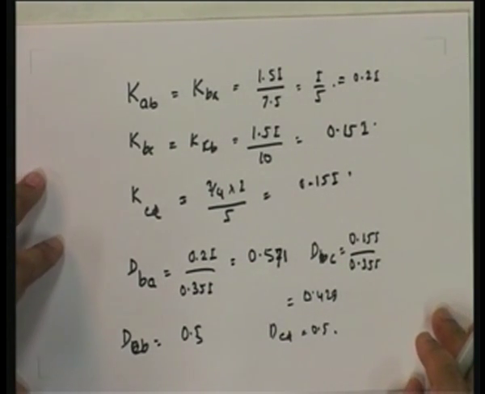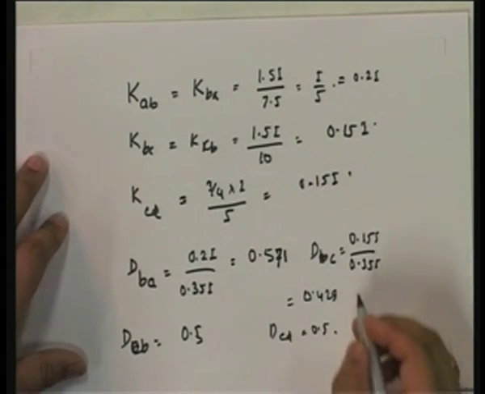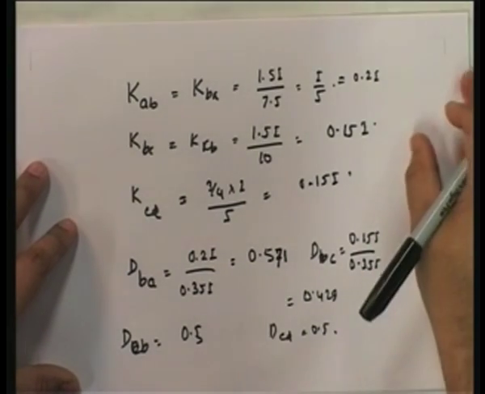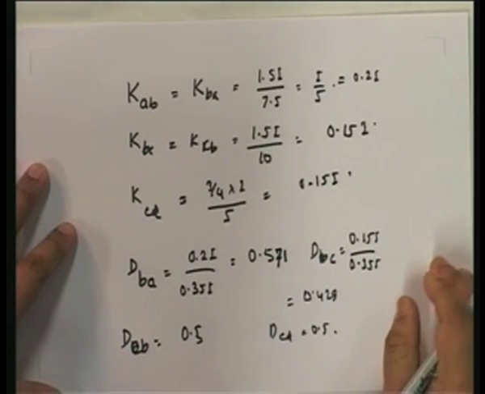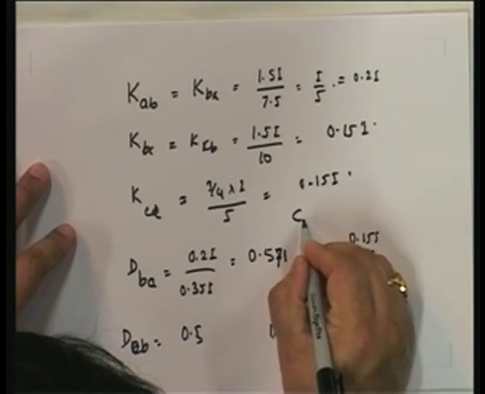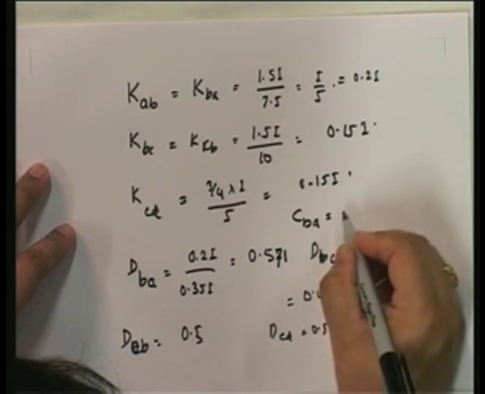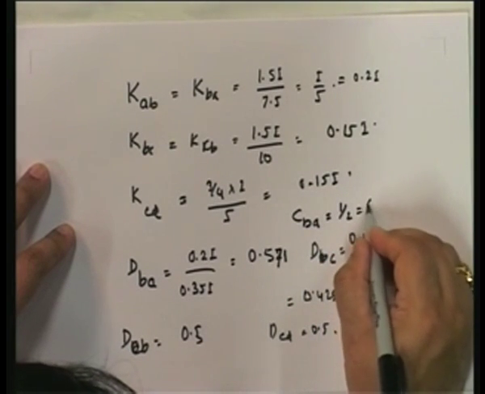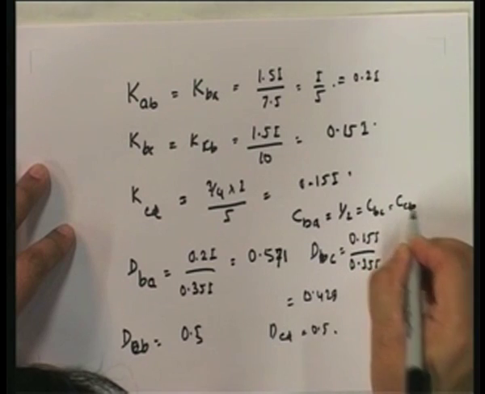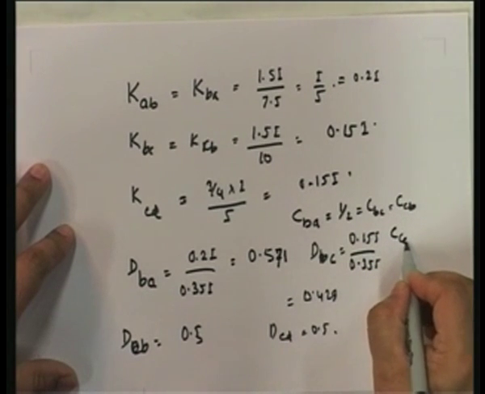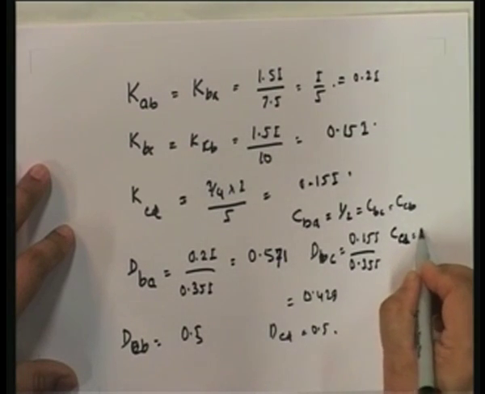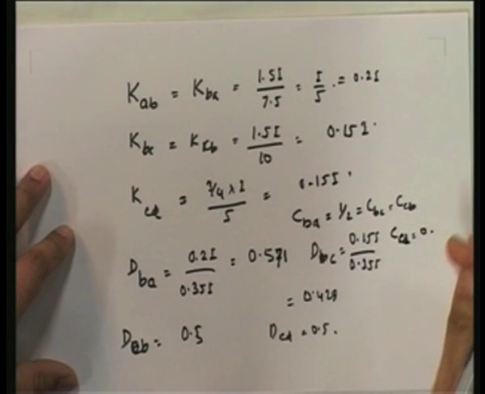What can we say about carryover factors? Let me put down the carryover factors here itself. CAB is going to be half, which is going to be equal to CBC and CCB. However, C to D is going to be equal to 0. Okay? So having put all of that in, let us now do the moment distribution.